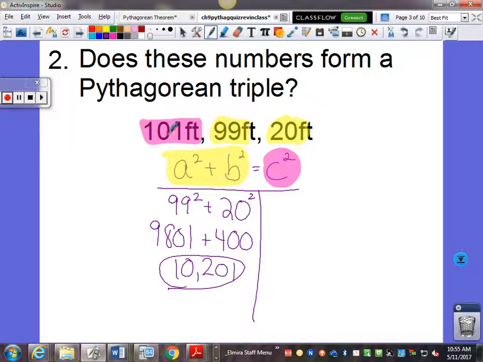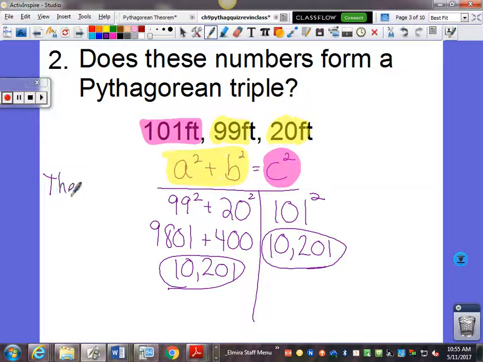My hypotenuse, if it is a hypotenuse, is 101 squared. And I get 10,201. So I got each side to match. Okay, you could say this is a right triangle, but you know from English class that you kind of restate the question in your answer. So these numbers are, and I'm going to abbreviate here because Pythagorean is a long word, Pythagorean triple.